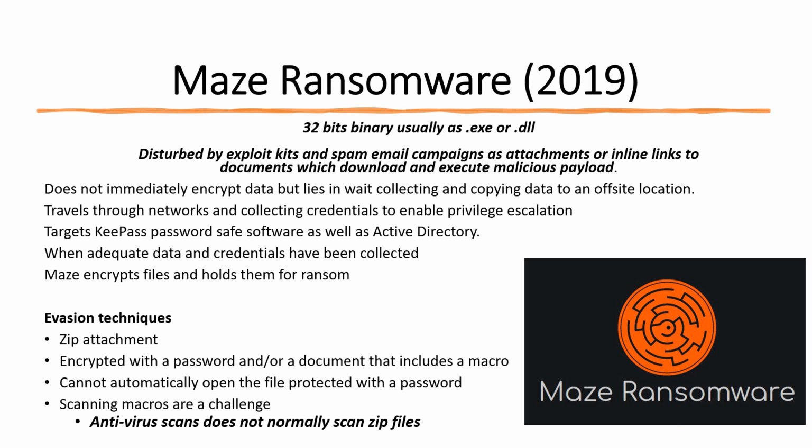Unlike ransomware variants of the past, Maze ransomware has combined ransomware and data breaches with devastating effects on targets. The Maze ransomware is a 32-bit binary, usually an exe or DLL file, distributed by exploit kits and spam email campaigns as attachments or inline links to documents which download and execute the malicious payload. This does not immediately encrypt data but lies in wait, collecting and copying data to an offsite location.